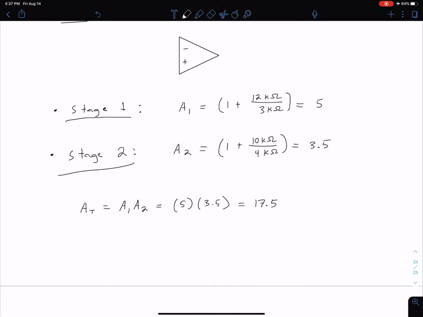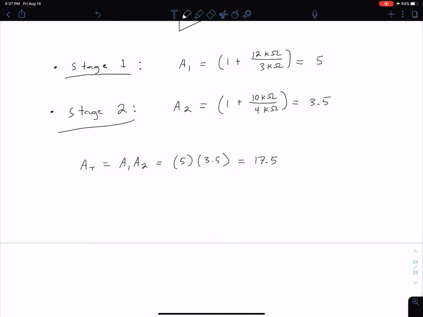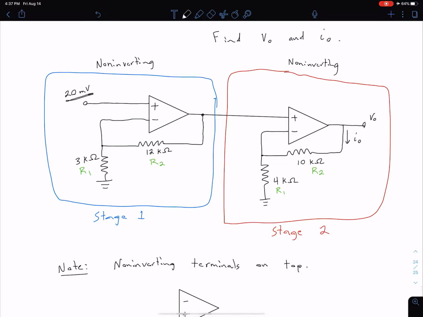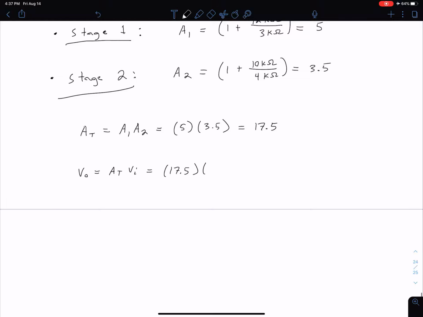Well, our input is our 20 millivolts, so now we want our output in terms of that. So we know in general our output is going to be gain times the input. Well, we just solved for our gain as 17.5, and then our input up here on the far left side of the circuit, the top left, is 20 millivolts. So our V_I is 20 millivolts, and I can put in 20 millivolts, or I can put in 0.02 volts. If I leave it in millivolts, my answer will be in millivolts, so I get 350 millivolts. So that would be my V out.